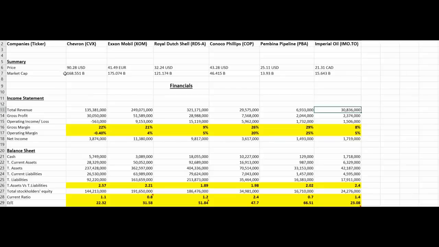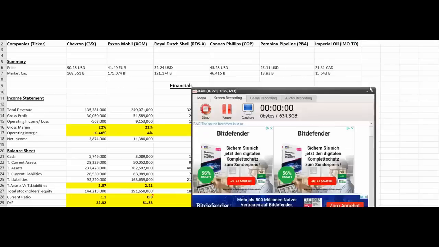The market cap is worth noticing because this will help us make our decision as well. Chevron is 168 billion US dollars, ExxonMobil is 175.074, Royal Dutch is 121 billion US dollars, ConocoPhillips is 46.415, sorry, Pembina Pipeline 13.93, and Imperial Oil 15.643 billion dollars. So if you can see here, Pembina Pipeline is the smallest amongst all with a market cap of 13.93, and then it's Imperial Oil. There is not much big difference, and these are the smallest amongst the giants.